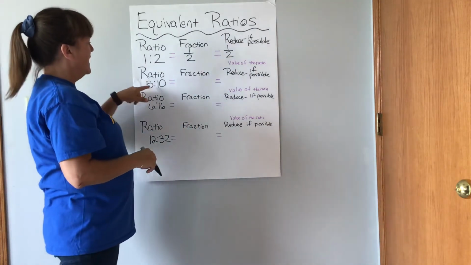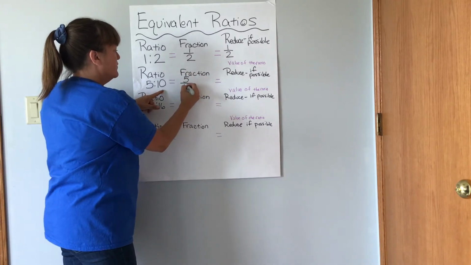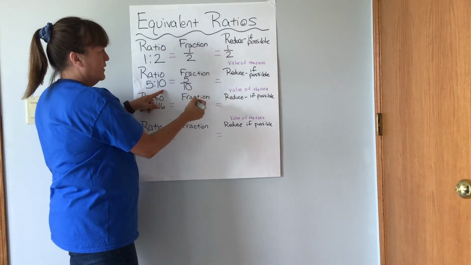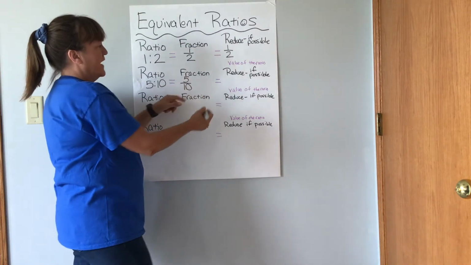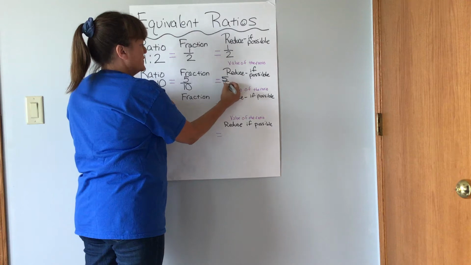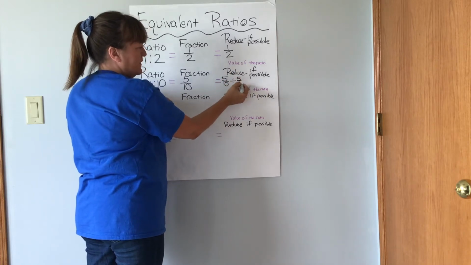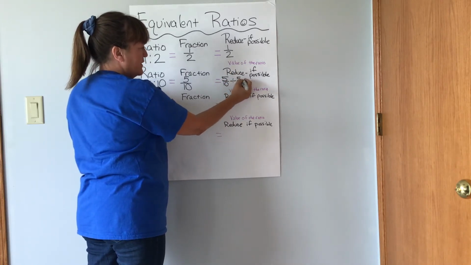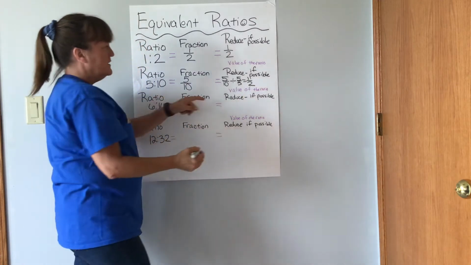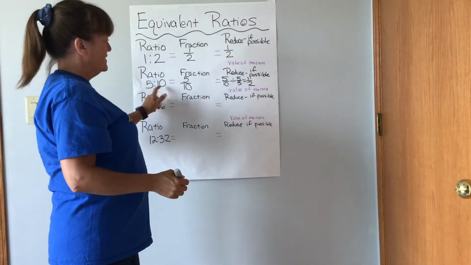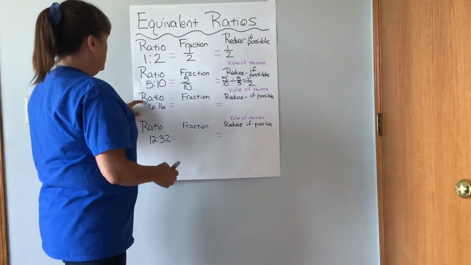Okay, so you have ratio 5 to 10. So you make it into a fraction. The 5 would be the top number, the numerator, and the 10 would be the denominator, the bottom number. Reduce if possible. I'm going to reduce this because I know that 5 goes into both of those numbers, correct? So I'm going to divide both numbers by 5. If I divide the numerator by 5, I need to also divide the denominator by 5. So 5 goes into 5 one time, and 5 goes into 10 two times. So if they ask you the value of this ratio, 5 to 10, it's going to be 1 to 2.